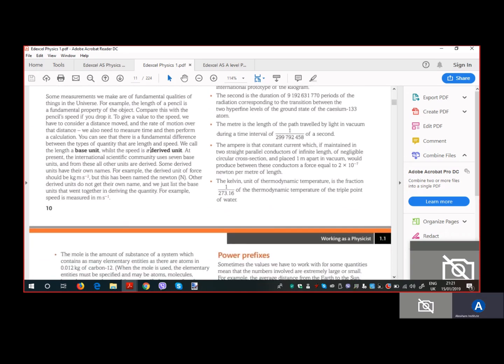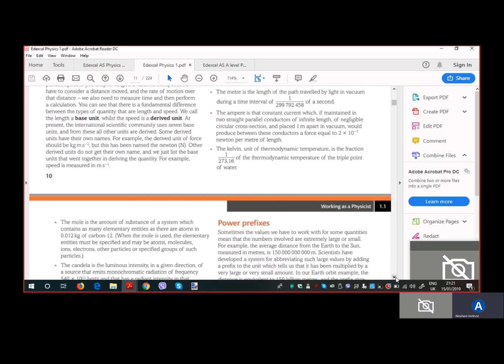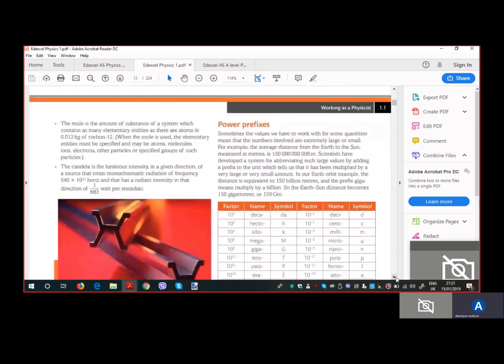Base unit. You can see the words in bold letters are important. They expect you to know what those are. So you can see base unit is in bold black letters, which means you should know what it is. Then this table is also very important.